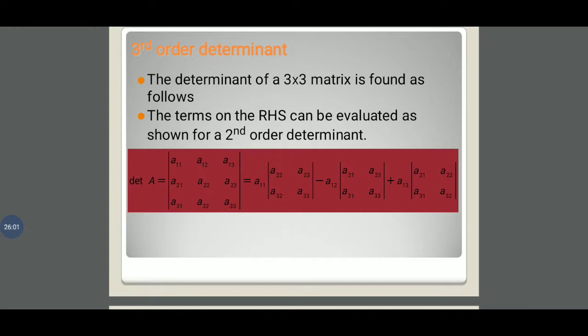The determinant of a 3 by 3 matrix is found as follows. The terms of the RHS can be evaluated as shown for the second order determinant previously. Consider the determinant of A, with elements A11, A12, A13, A21, A22, A23, A31, A32, A33, equal to, suppose, A11. How to solve this 3 by 3 determinant? Let's consider the first leading element A11.